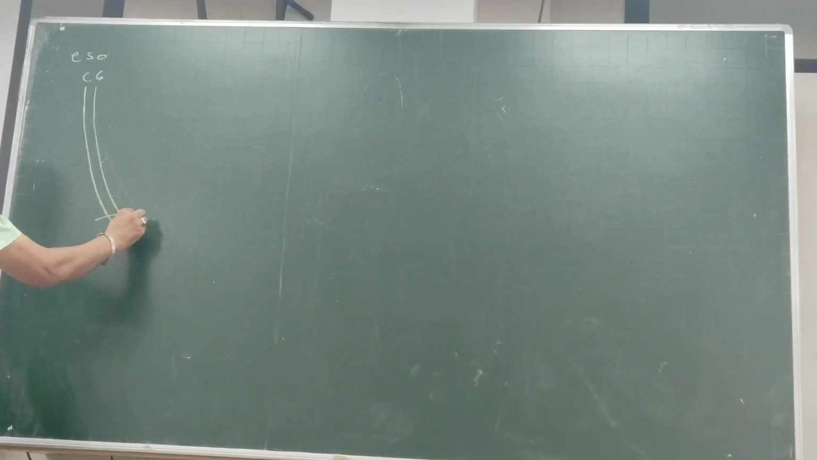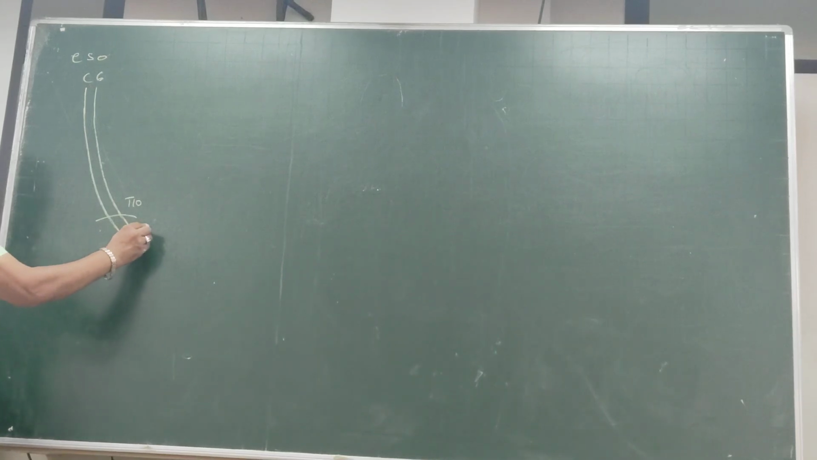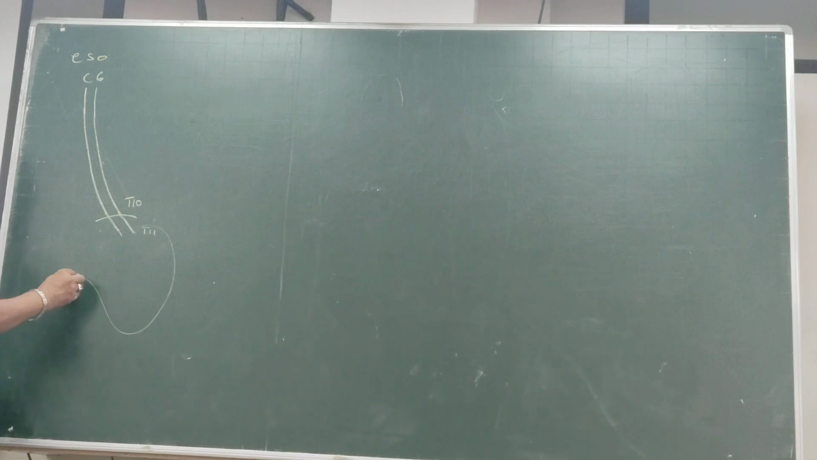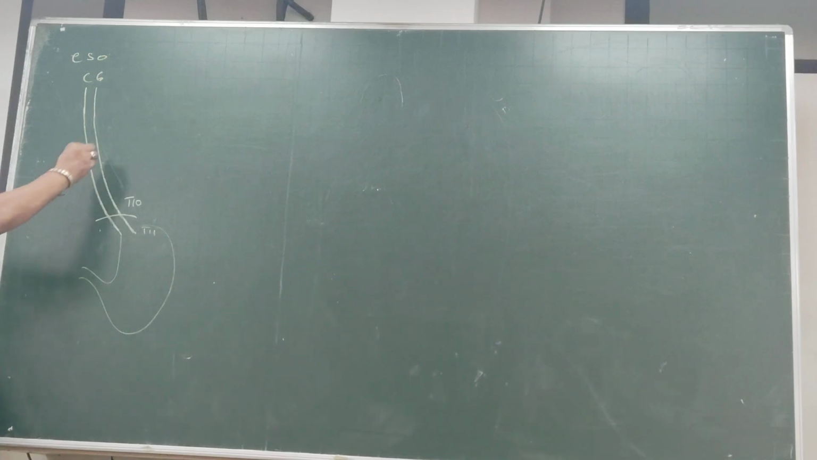pierces the diaphragm at the level of T10. Okay? And at T11 level, it enters the stomach. The total length of esophagus is 10 inches or 25 centimeters.